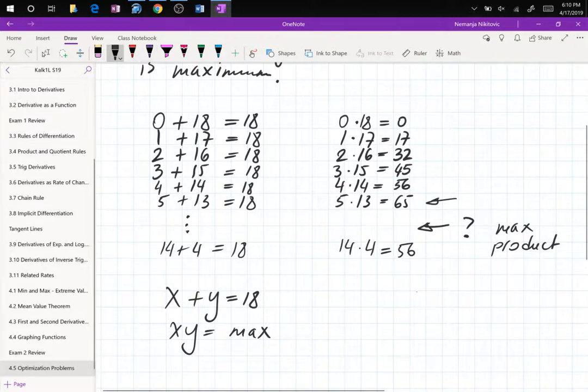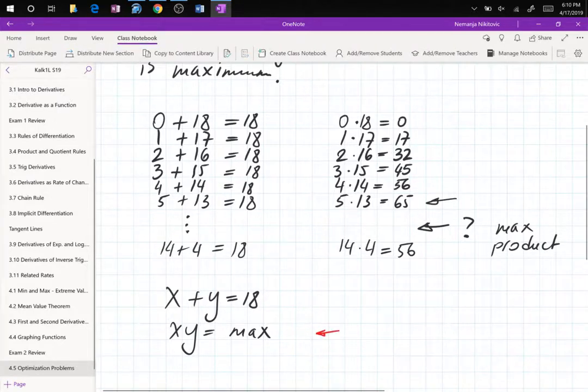So now these equations have names. The equation with the max in it is called the objective equation, because you are trying to achieve maximum product. So that's the objective. And the other equation is called the constraint. Because would you agree that if I use numbers 50 and 10, the product will be bigger, right? But then 50 plus 10 is not 18, so that's a constraint.